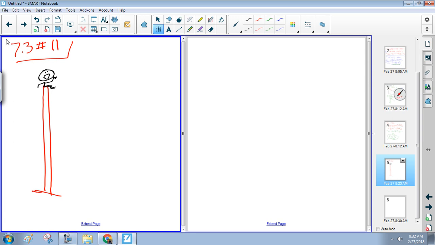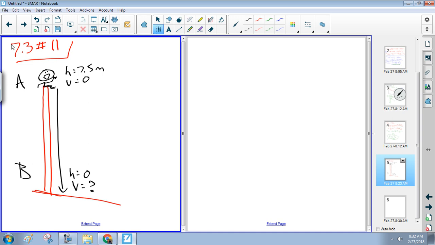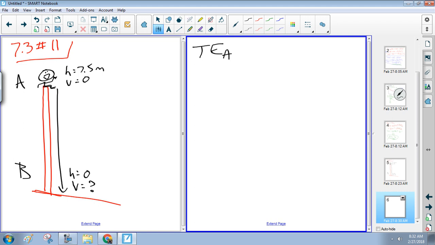All right. So here we go. Let's see. What do we know? We know up here your height is 7.5 meters. What's your velocity at the top? 0. If you fall straight down, when you get to the ground your height will be 0 and your velocity will be question mark. So if I call this point A and I call this point B, then I know that the total energy at point A ought to equal the total energy at point B.